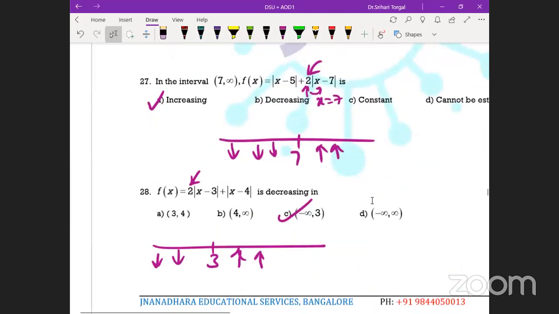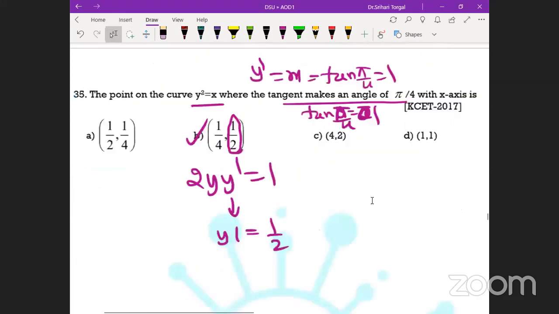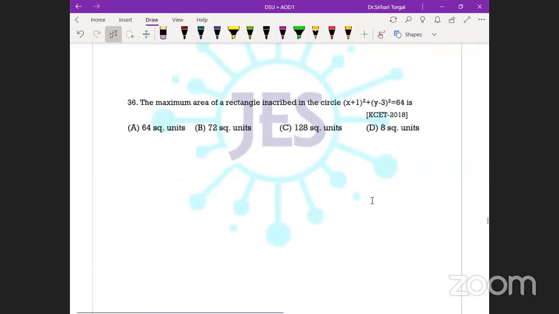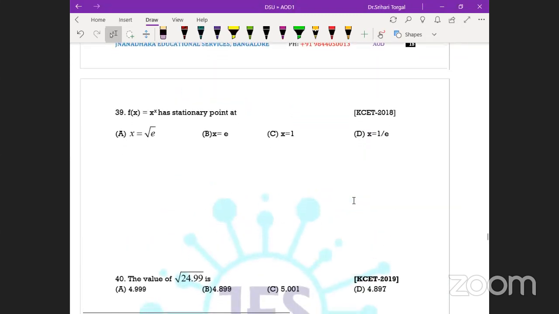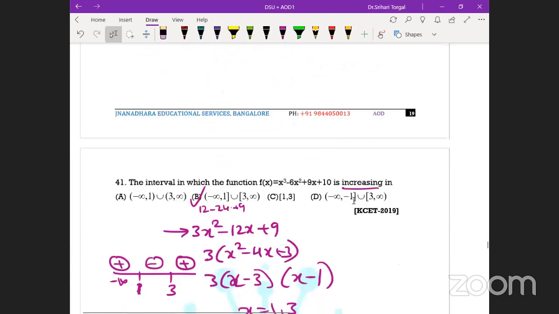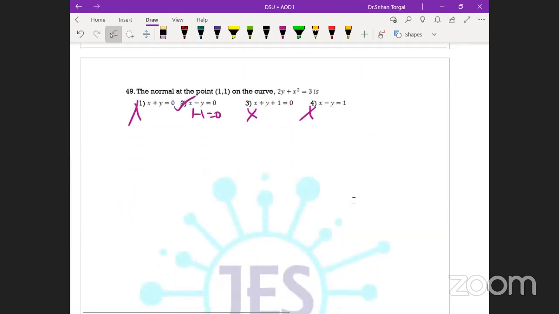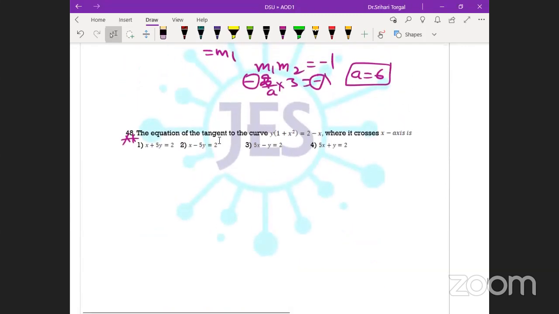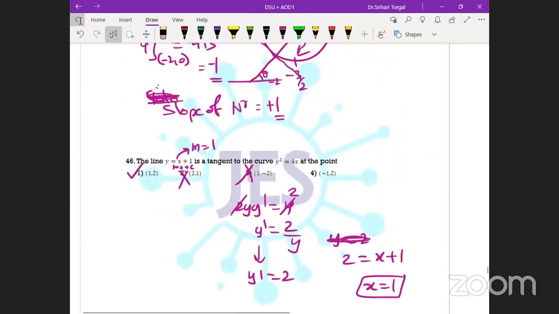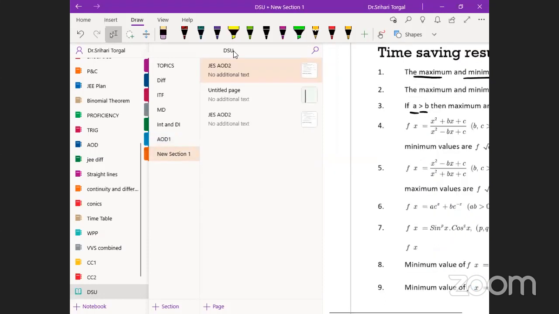All these things were over in yesterday's class. This is 2018. I'll explain all those things, then I'll complete the remaining problem. So these are the problems from continuity and differentiability. Let me move on to maxima minima. Then I'll come back with the problems which are in the AOD1.